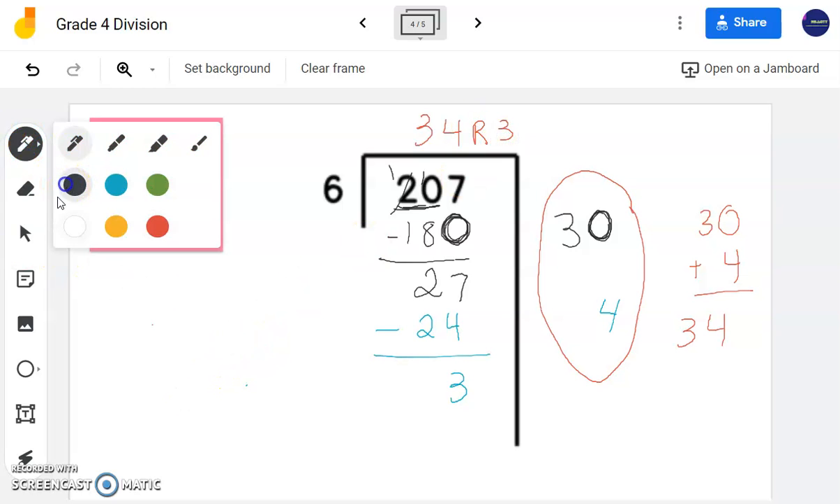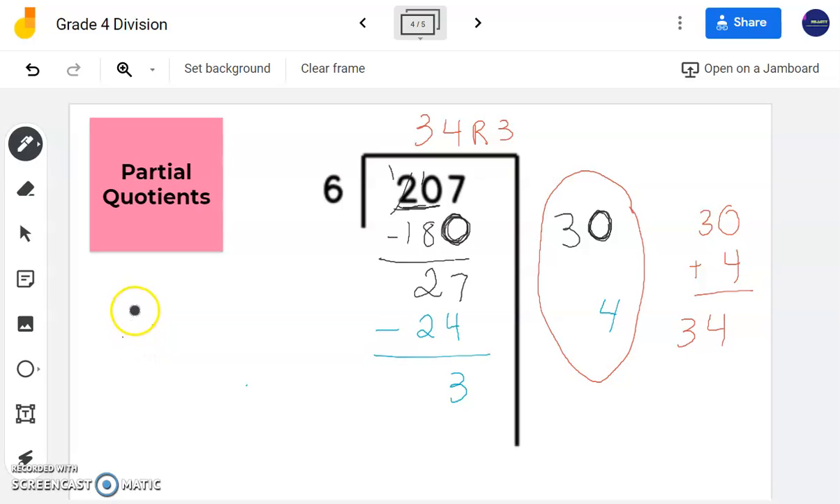Now, to confirm that what I did is correct, we can use multiplication to check our work. So 34 times 6, notice I took my quotient times my divisor. When I multiply, check out what I get, 204. Now I'm pretty close, but I notice there's a remainder in this problem.